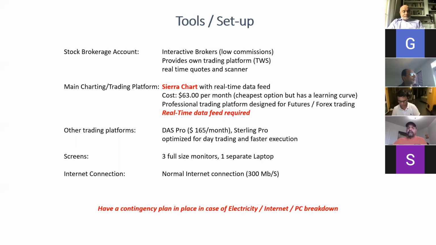You need to have a good internet connection. The one I use has 300 megabits per second. And you should have a trading plan comprising everything. Okay, this is what I'm going to use. This is what my data feed is going to be. This is my brokerage. This is what my contingency plan is.